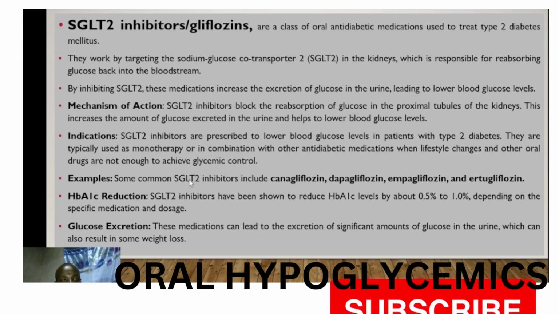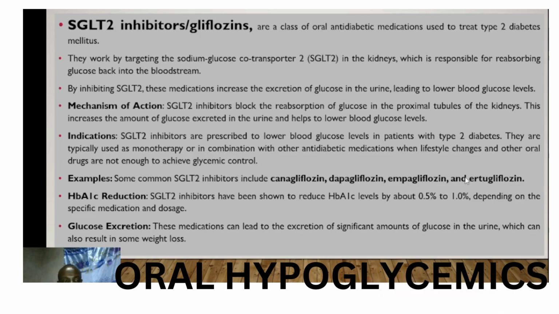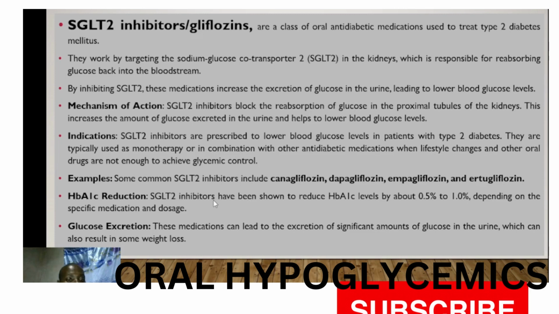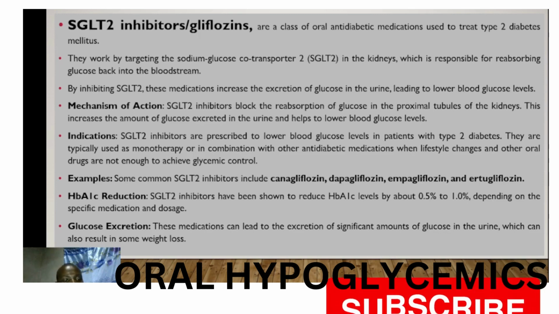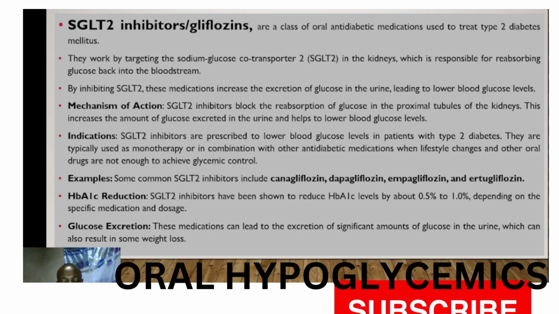Examples of sodium glucose co-transporter 2 inhibitors include, remember the gliflozins: canagliflozin, dapagliflozin, empagliflozin, and ertugliflozin. Remember, the sodium glucose co-transporter 2 inhibitors have been shown to reduce HbA1c levels by 0.5 to 1 depending on the drug. This medication can lead to excretion of a significant amount of glucose in urine, which can result in significant weight loss.